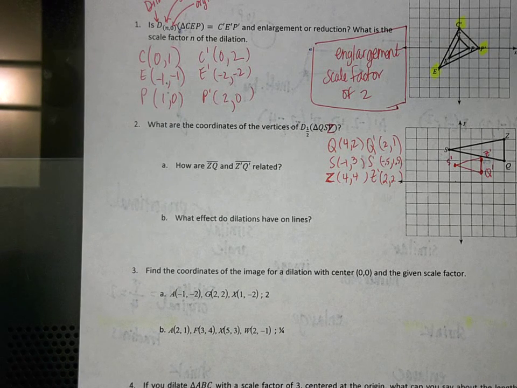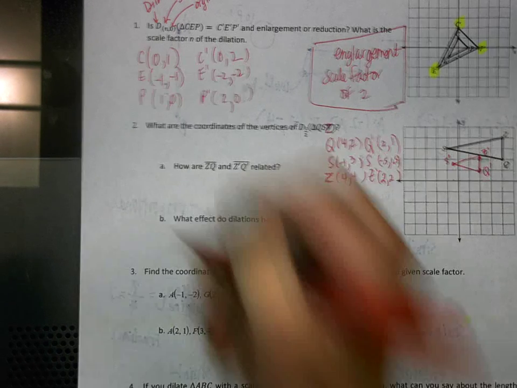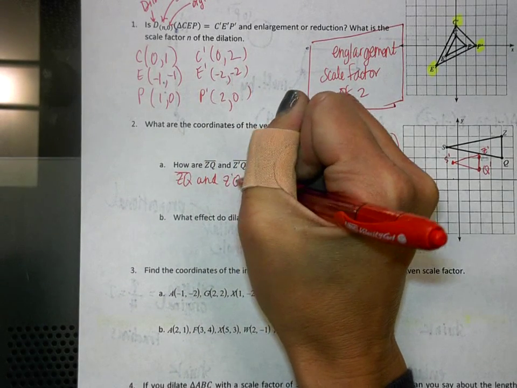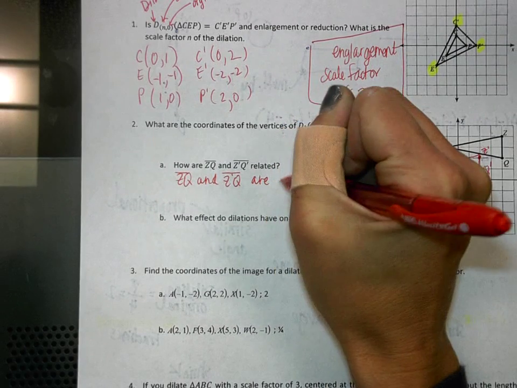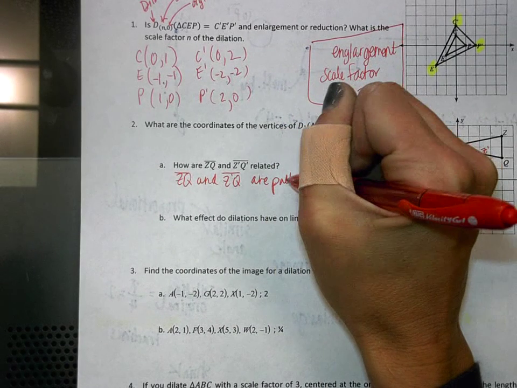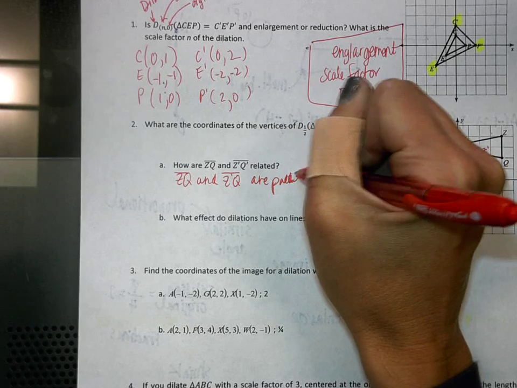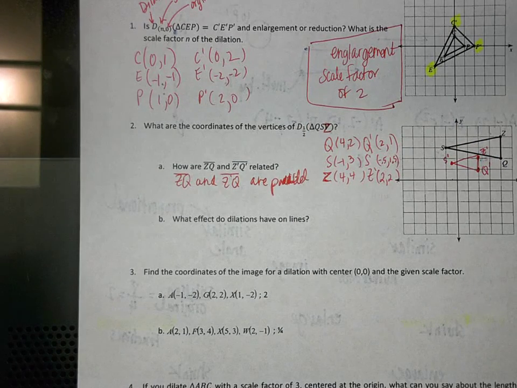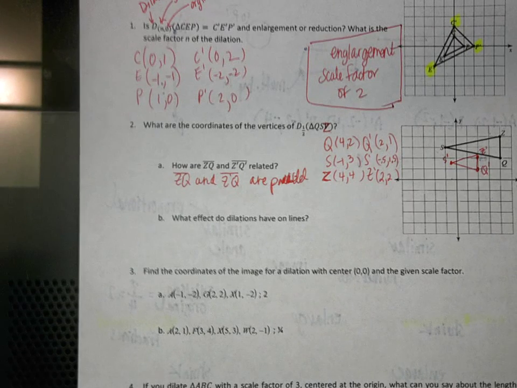Okay, so how are ZQ and the prime figure ZQ related? So what are things that we know about them? Very good. So let's go ahead and write that line ZQ and our Z prime Q prime. Those lines are parallel. If I can spell it. Okay. What else do we know about them? They are proportional. Okay. Specifically how?